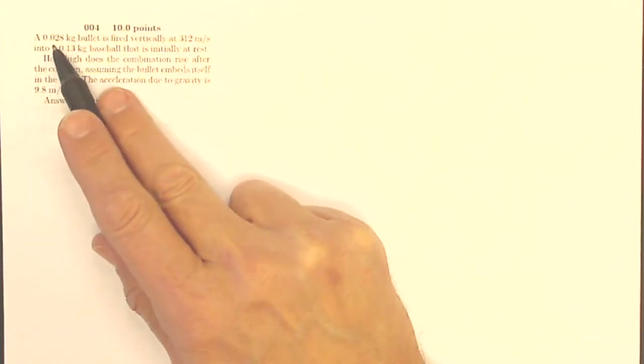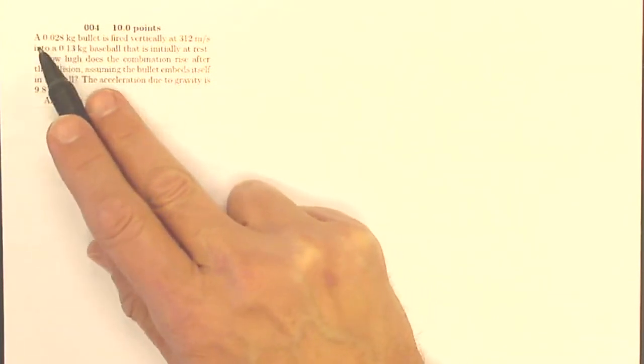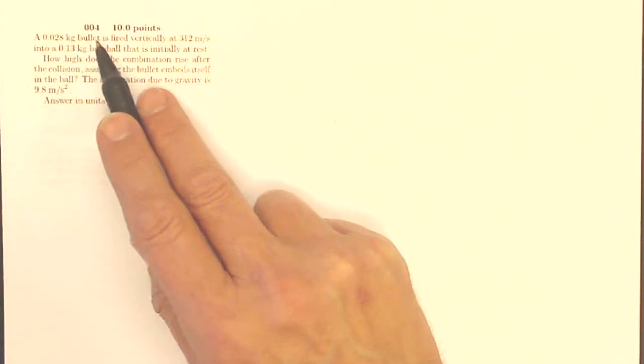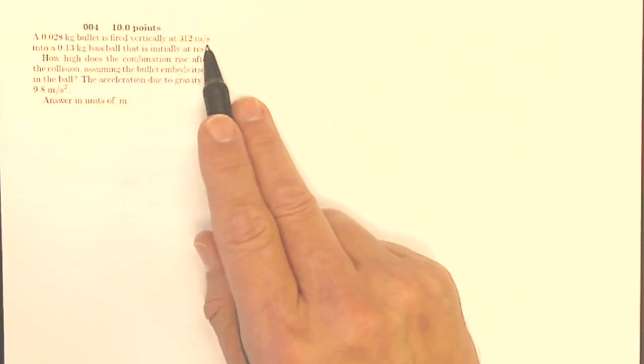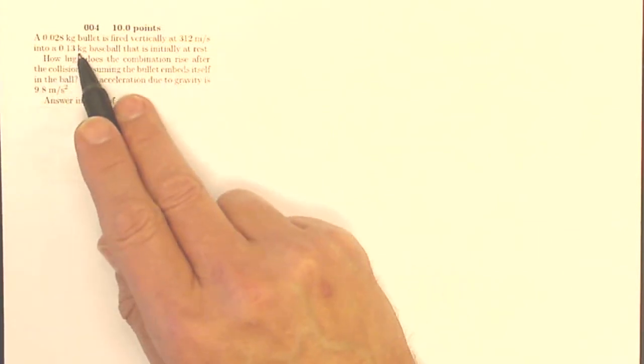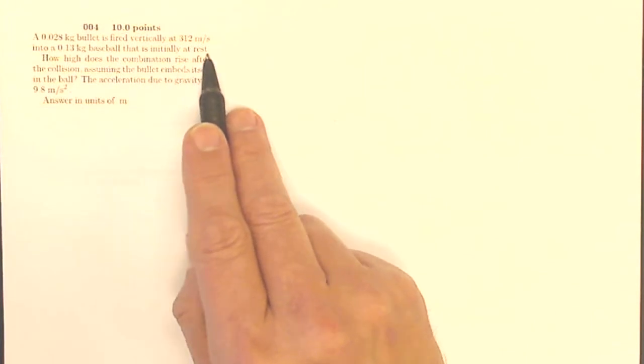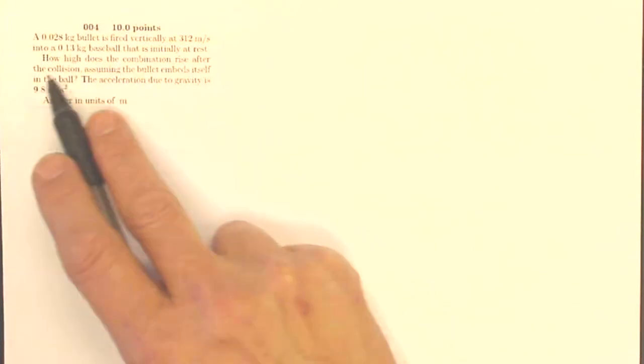A 0.028 kilogram bullet is fired vertically at 312 meters per second into a 0.13 kilogram baseball that is initially at rest. How high does the combination rise after the collision?